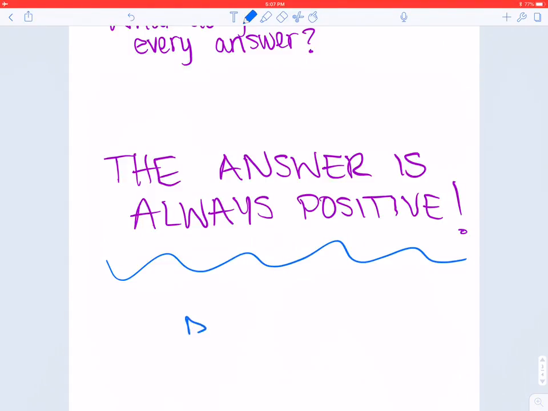All right. Play, pause, and repeat as you need to go back and review absolute value.